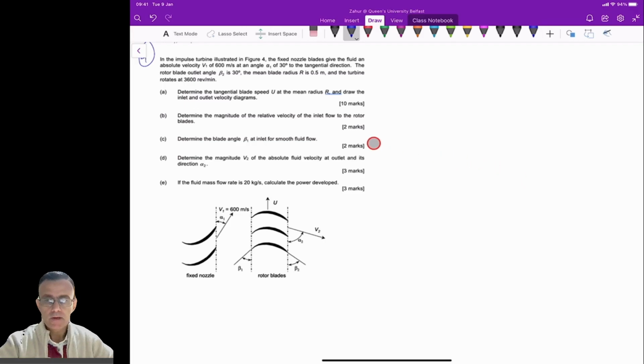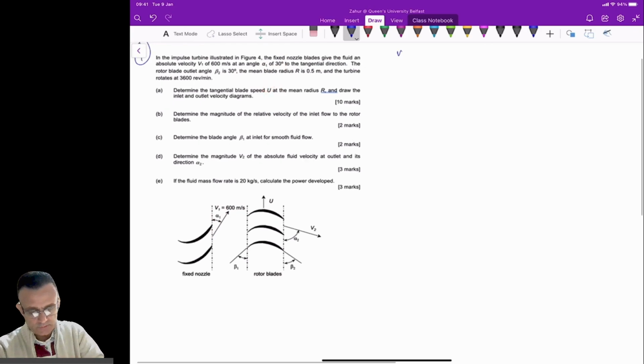Okay, so in this numerical example, the impulse turbine illustrated in figure number 4, which is this figure here, the fixed nozzle blade gives the fluid an absolute velocity v1, which is 600 meters per second. So this is the velocity given, and alpha 1 is also given, which is 30 degrees.